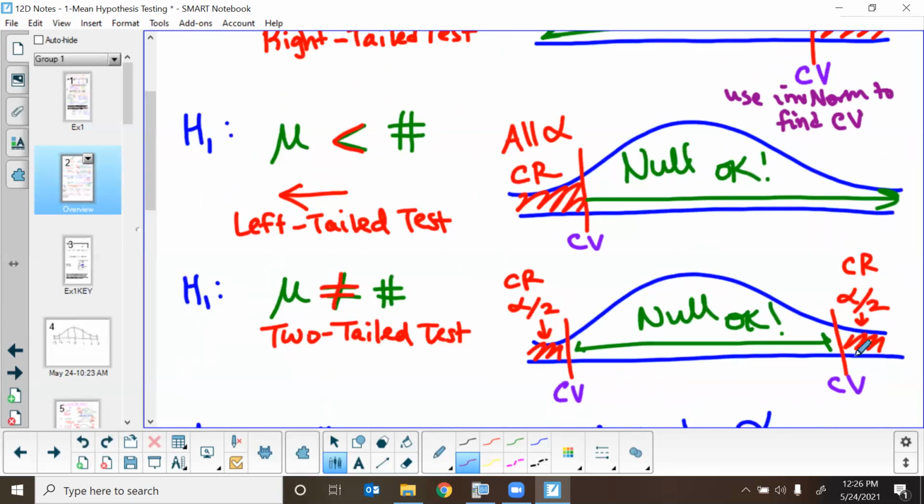We will split our alpha into two. So this is not the same as the confidence interval drawing that you do. So you have two critical values, but they're the same as each other. You would use inverse norm for one of them, and this one is a negative, and this is a positive, but they're the same value because it's exactly split.